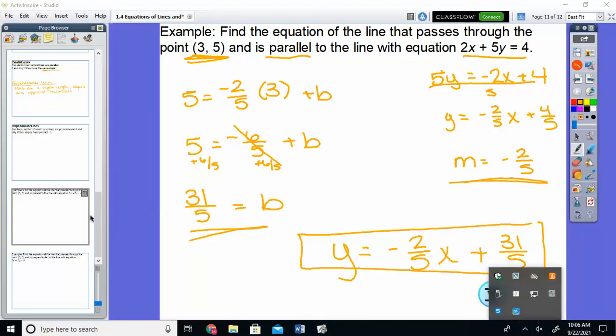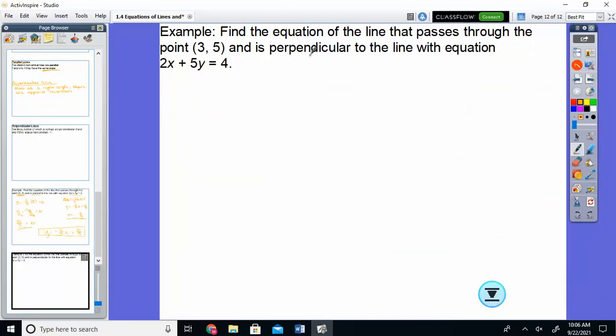What if I did the exact same thing, but I changed it to perpendicular? So same point, same line, but now I want perpendicular. So we already know the slope of this line from the previous example was negative 2/5, right? We already worked that out. So what slope am I going to be using for my perpendicular line? I flip it and change the sign. So I have a slope of 5/2 and a point 3, 5. So plug into y equals mx plus b.